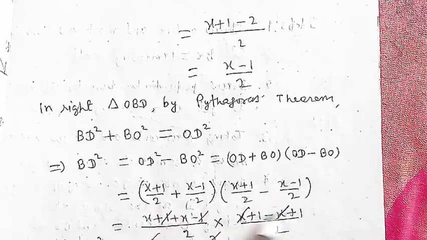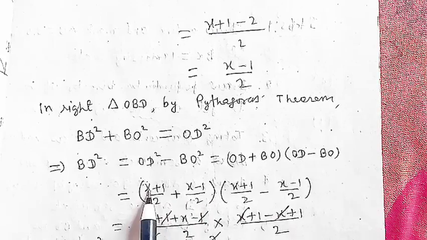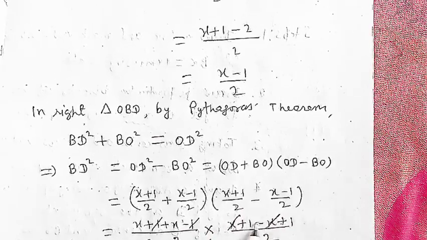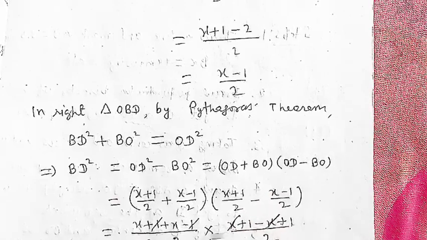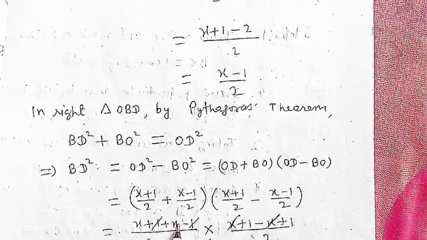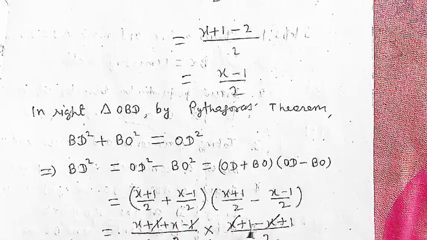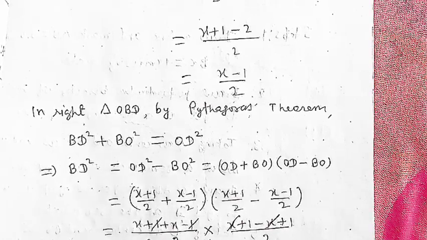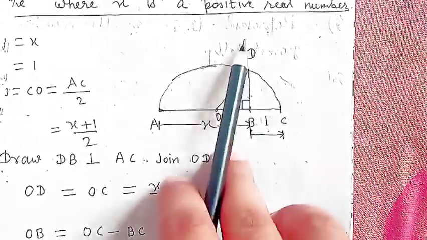So this expression is obtained. Now 2 is here, and we add the numbers above. So x plus 1 plus x minus 1, with 2 here. x plus 1 minus x plus 1. Now x is cancelled out. x plus x is 2x. 1 plus 1 is 2. 2x by 2, 2 is cancelled out with 2. So BD square is equal to x. Therefore, on taking the square root on both sides, we obtain BD equal to root x. So BD is root x.